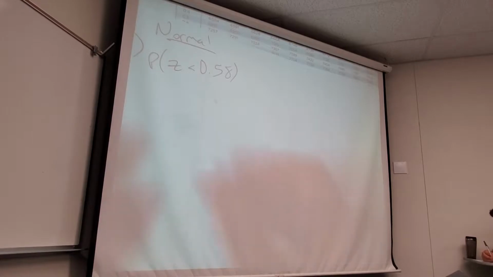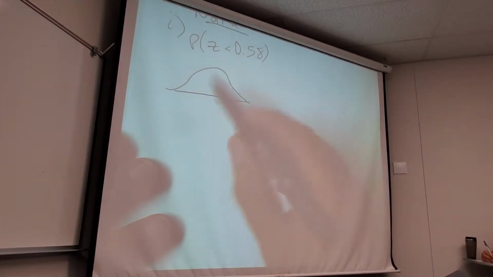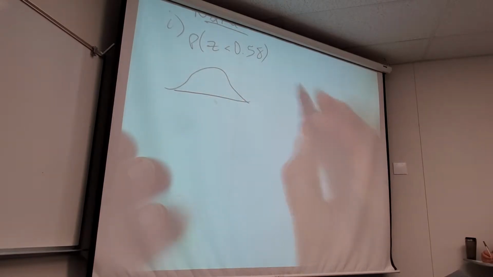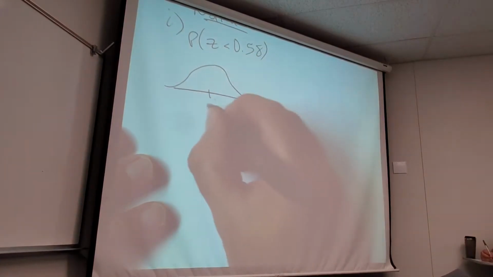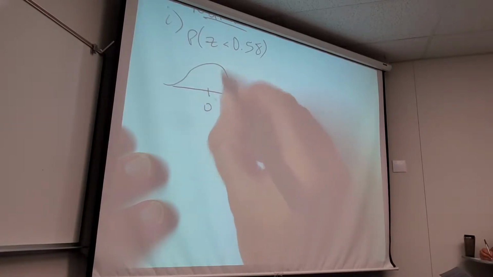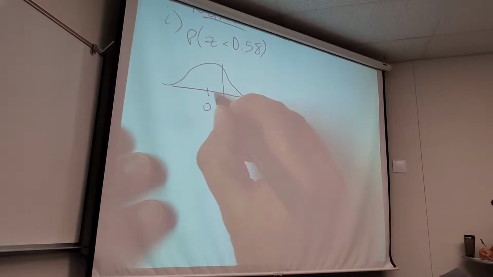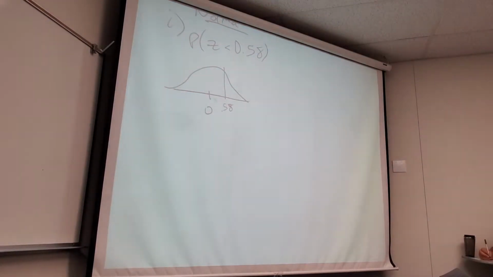What goes in the middle of this picture? We know it looks like this. What goes in the middle? 0. So where's 0.58? It's somewhere up here. It just has to be in the right relative place so that your picture helps you figure out if the answer makes sense.